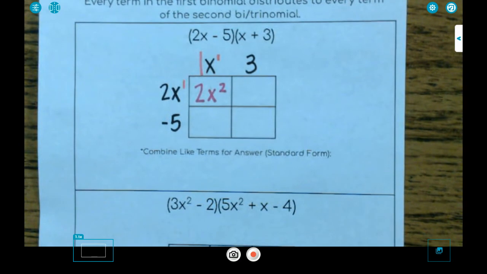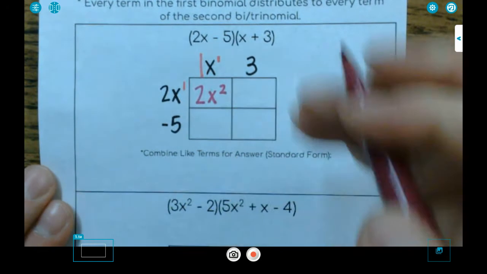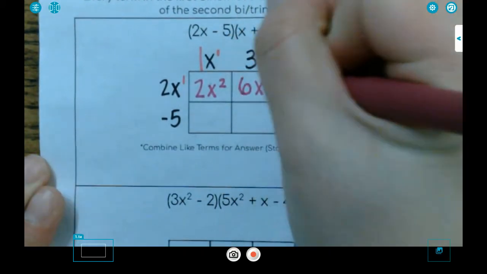And then our top right box, I always go across the top row and then I do the bottom row. 2x to the first times 3. We do 2 times 3, which is 6. And then that x to the first just stays x, or x to the first. You can write the first power if you want. You don't have to.